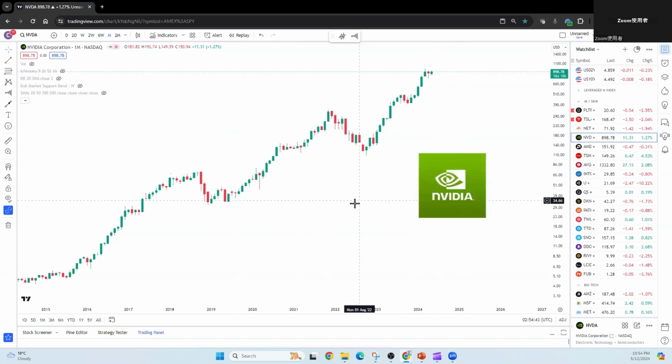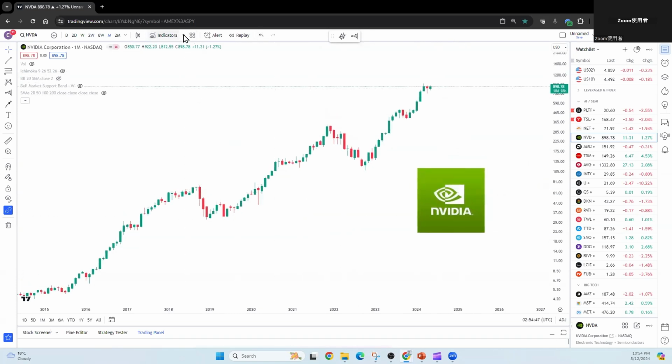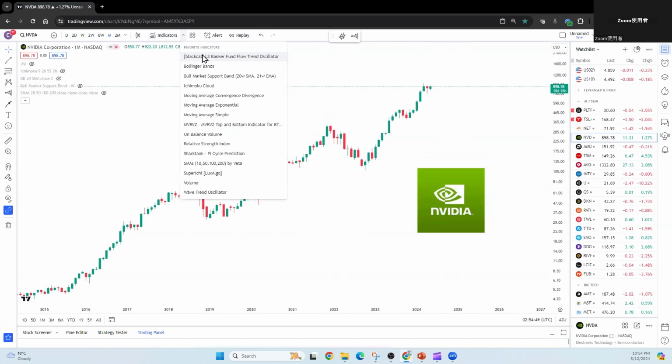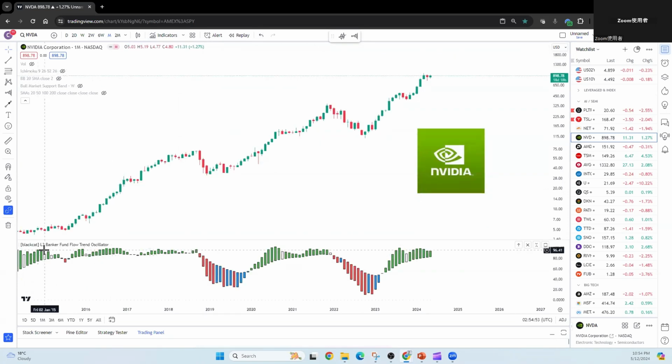Yes, exactly. So I want to pull up a few confirmations here. There are a couple of things that I want to pull up. One that I have available is something called the Black Cat L3 Banker Fund Flow Trend Oscillator. This is available from TradingView.com. You can search under indicators for Blackhead L3 Banker Fund Flow Trend Oscillator.